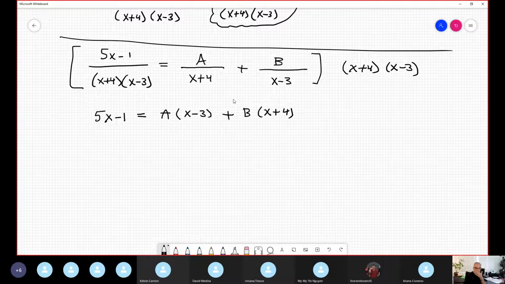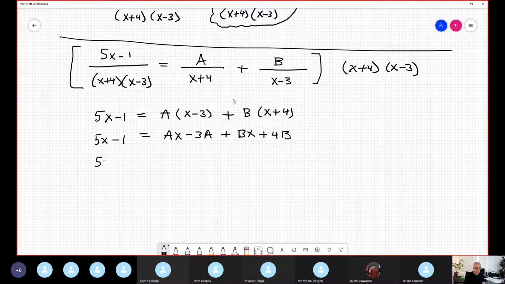Okay, one possibility to continue. I want to explain two different ways. One way is easy. Another is a little bit more complicated, but unfortunately we cannot always use the easy one. So in the complicated way, when you apply the distributive property here, it's Ax minus 3A plus Bx plus 4B, no?